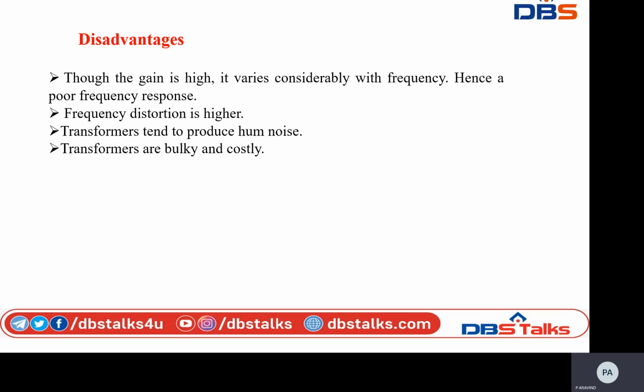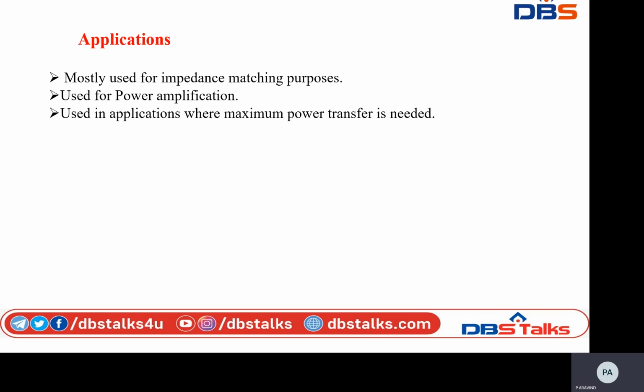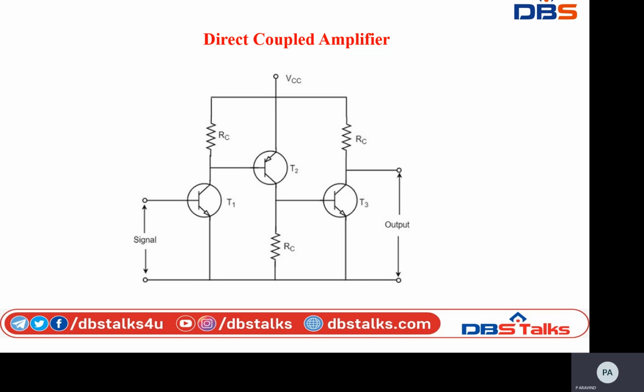One more disadvantage is that the transformers are bulky and also costly. Coming to the applications, it is mostly used for impedance matching purposes, because the transformer coupled amplifier provides a good impedance matching. It is also used for power amplification. This type of transformer coupled amplifier is used in applications where maximum power transfer is needed. Okay, coming to the next topic, that is direct coupled amplifier.